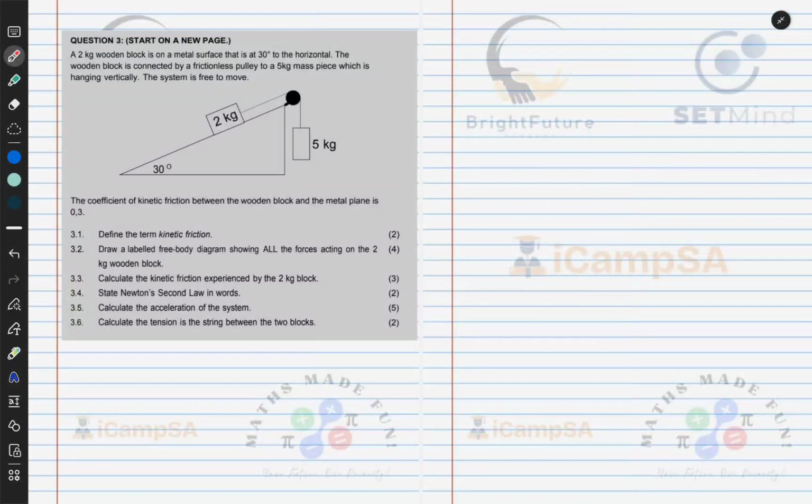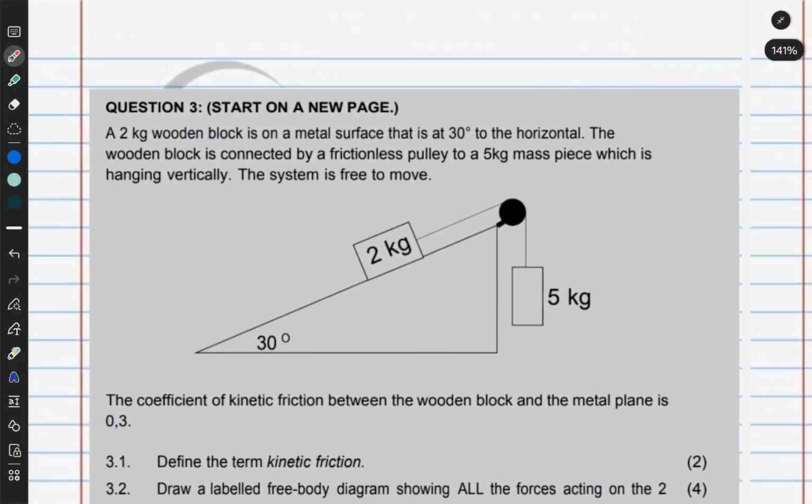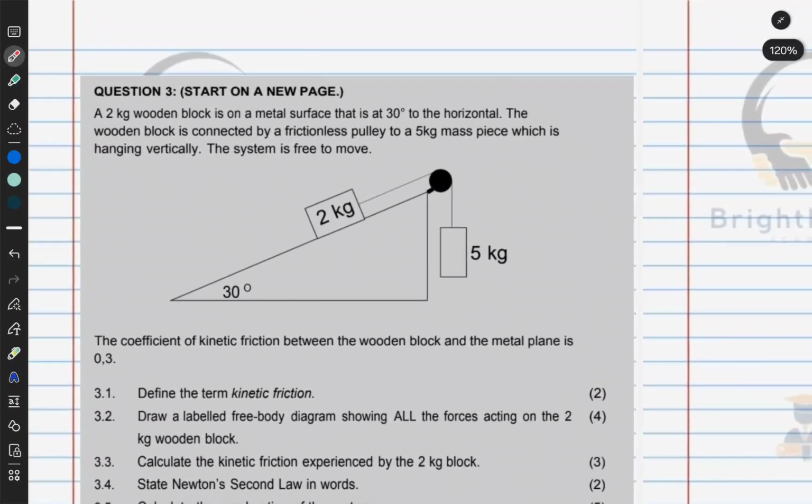And then we have another Newton's second law problem. In this case, we are given this diagram that you see here. So this is from, I think, Gauteng 2023, and I can just go and check it out online.